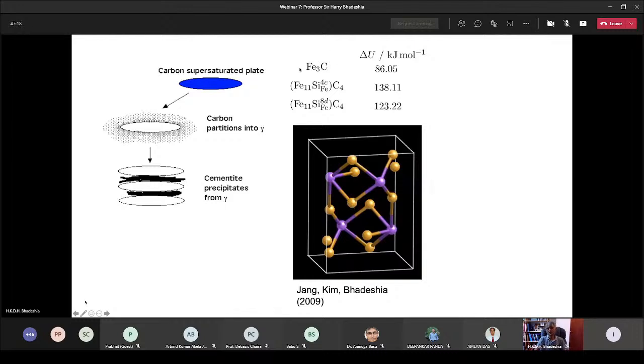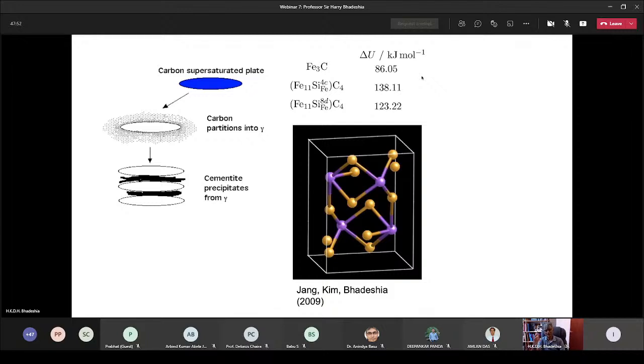Okay, so here are some calculations. This is the energy of formation at 0 Kelvin of cementite. If I substitute silicon into a particular site inside this cell, that energy actually drastically increases. That means you make your structure less stable. And similarly, at another symmetry, if I substitute silicon for iron, I get a large increase relative to cementite. So to put it simply, cementite hates silicon.